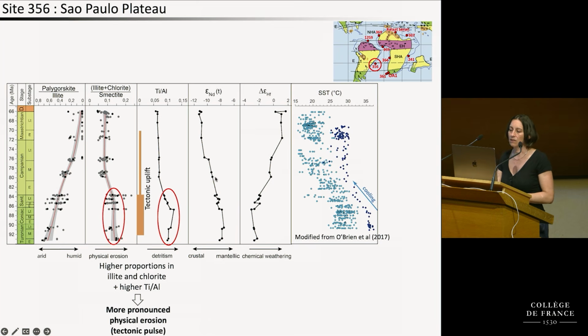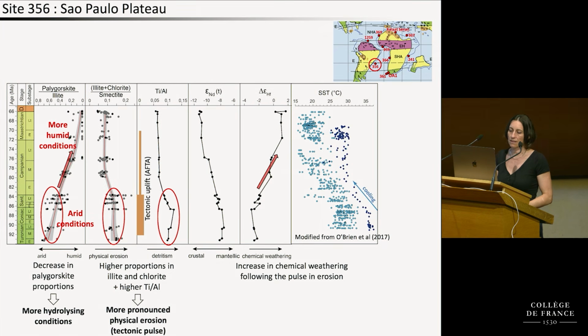And here, an answer to this difference can be brought if we look at the evolution of palygorskite proportions, which indicate that arid conditions prevail, with a lot of palygorskite in the clay mineral assemblages at the beginning of the late Cretaceous, but then it decreases, indicating probably more humid conditions.